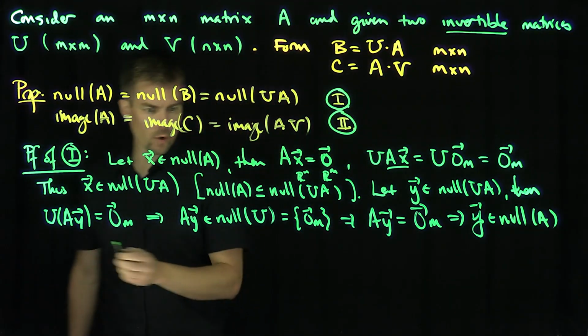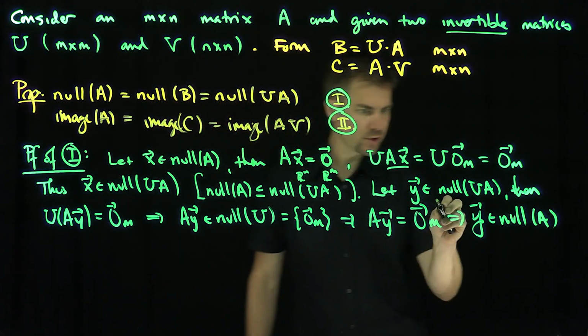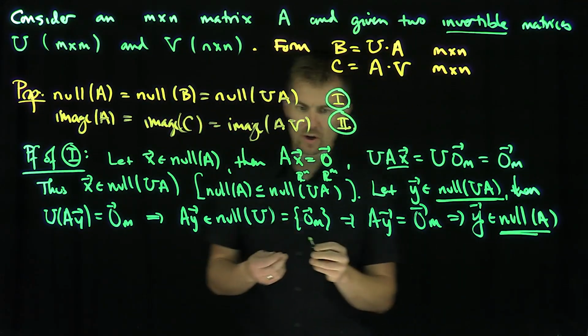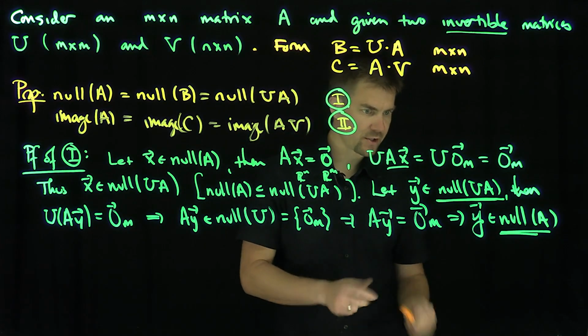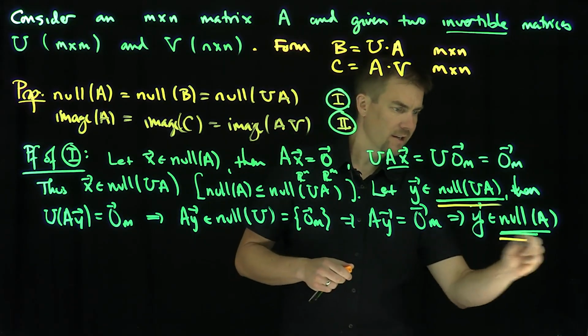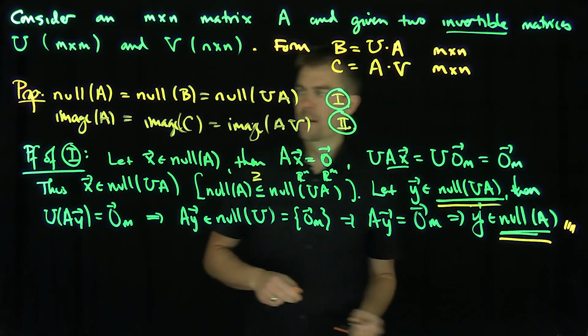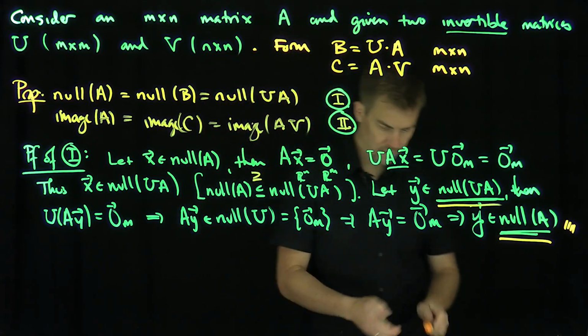And therefore, I've just shown what? I've therefore just shown that the null space of UA is contained in the null space of A, so I've just reversed the inclusions over here. So this contained in this gives me the opposite inclusion, and we've just proven number 1. Excellent. Okay, that's great.